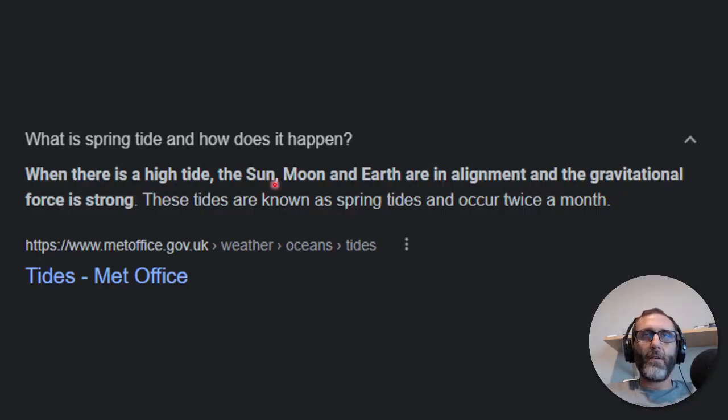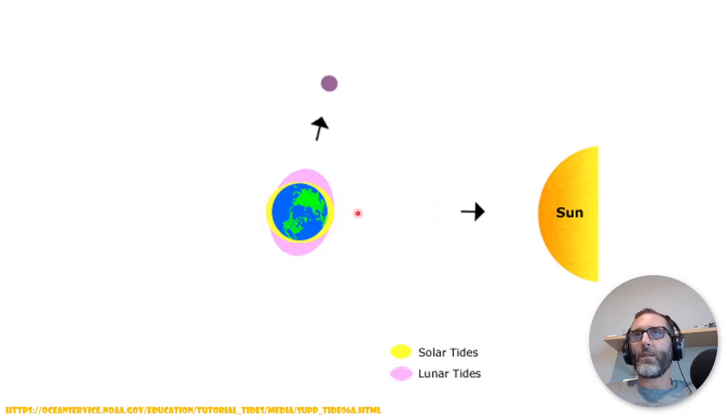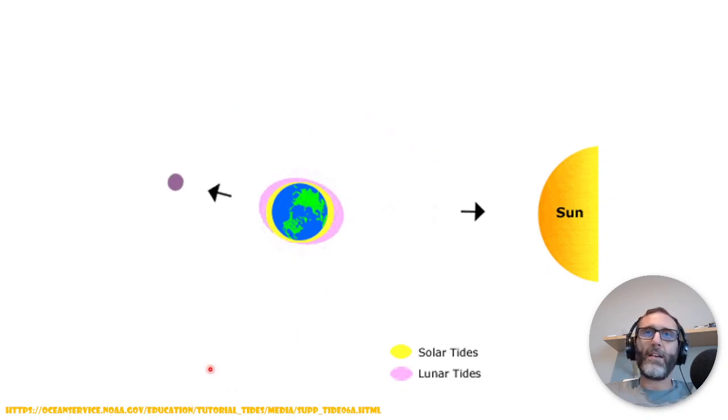Now, the other most common type of tide is a spring tide. There's a spring tide when there is a high tide, the sun, moon, and Earth are all in alignment. That's also called syzygy. Syzygy can be when any planets are aligned, but in relation to tides, it's when the Earth, sun, and moon are all in alignment. This video comes from NOAA, another government agency, and they're explaining the different types of tides.